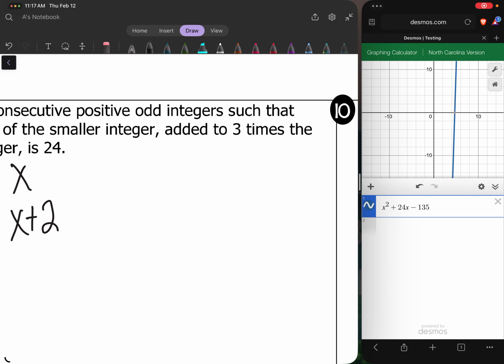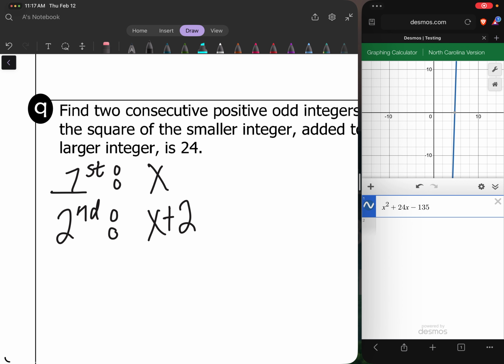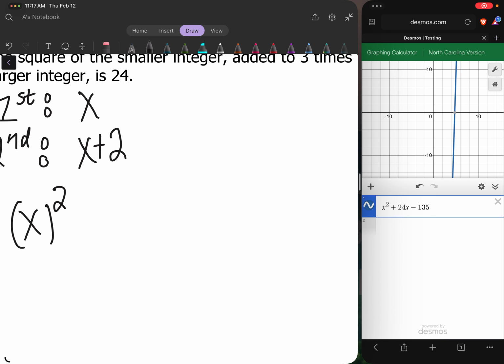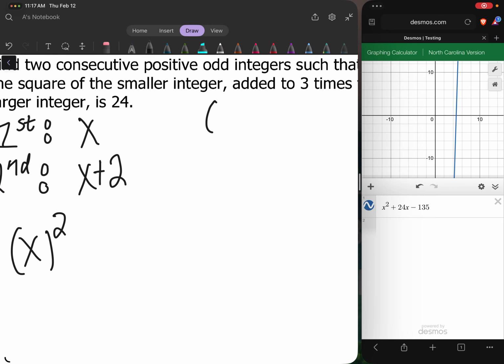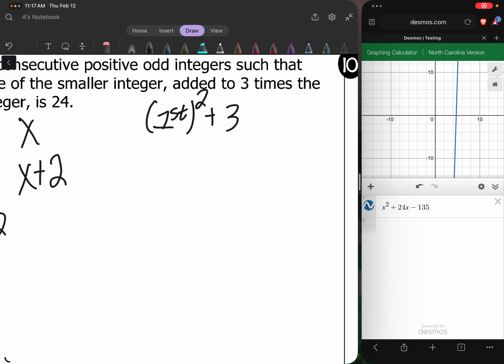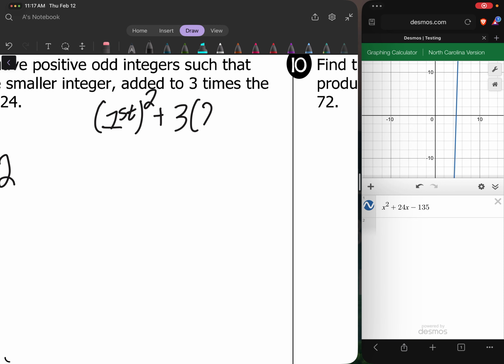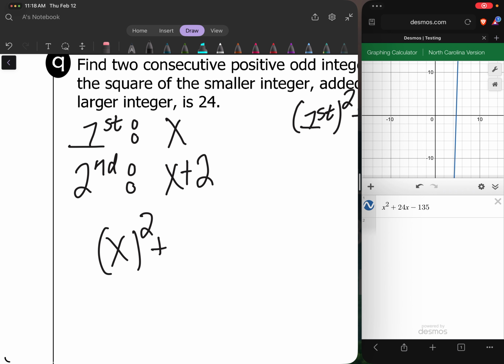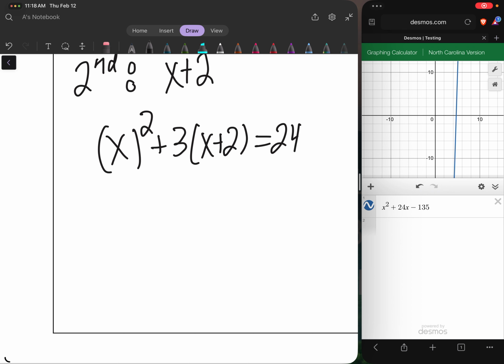The square of the smaller added to 3 times the larger is 24. The square of the smaller integer, my smaller integer, is x squared. I'm going to write that in words first. First integer squared added to 3 times the larger integer. Okay, that's what I'm doing. Plug in my first and second, so x squared plus 3 times x plus 2 equals 24.